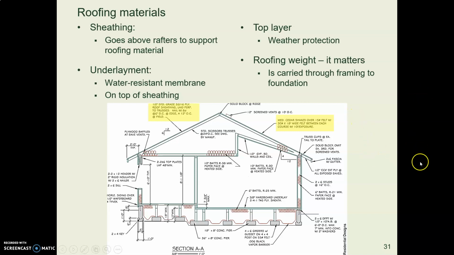As drafters and designers, we need to think about how much all this stuff weighs, because whatever is on the roof has weight that's going to get carried down into the walls, down the walls, down into the foundation, and down to the soil, which we hope can support it. So when you use heavy materials, you want to be thinking about, can all the rest of the structure support it?